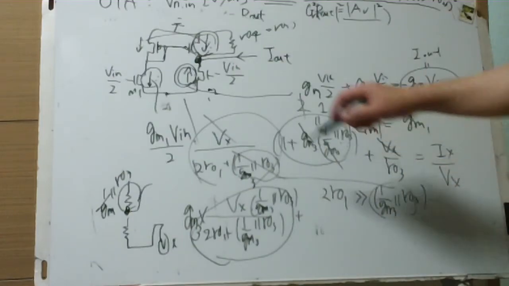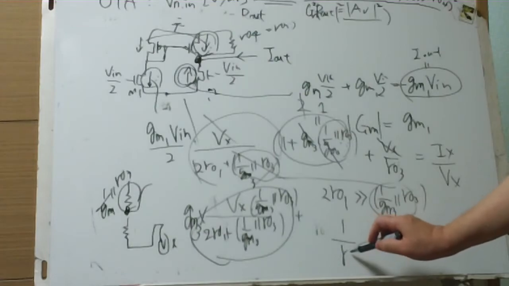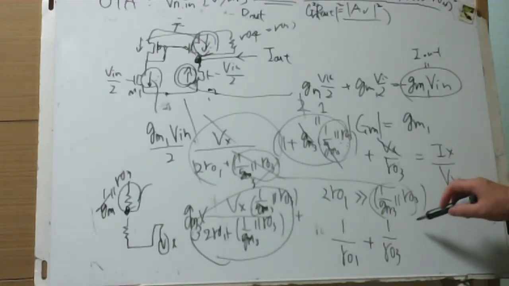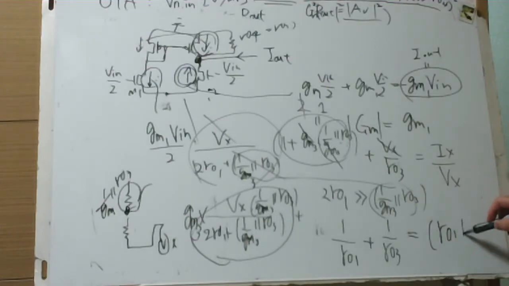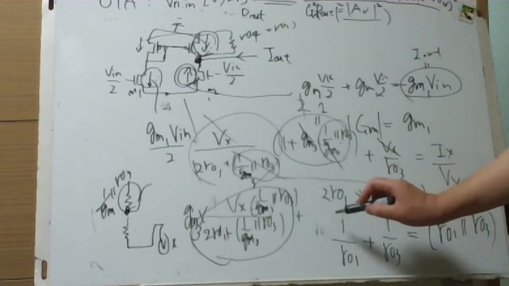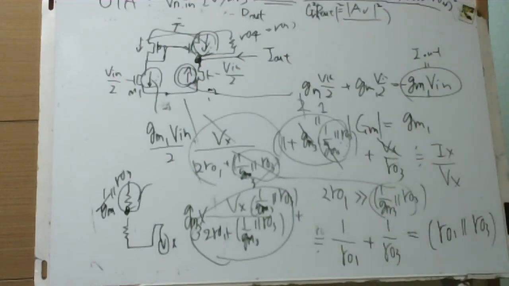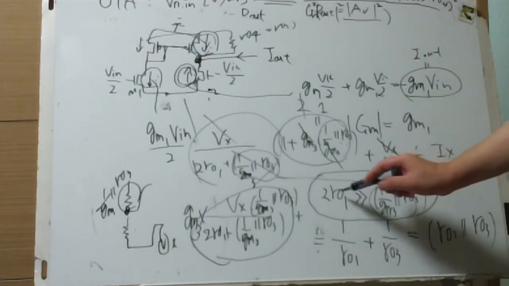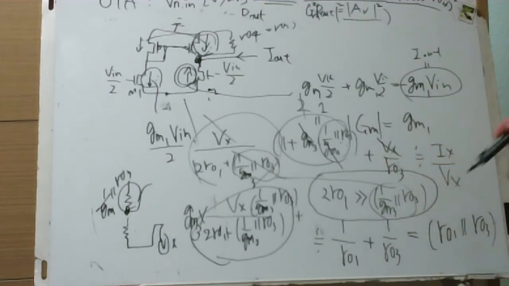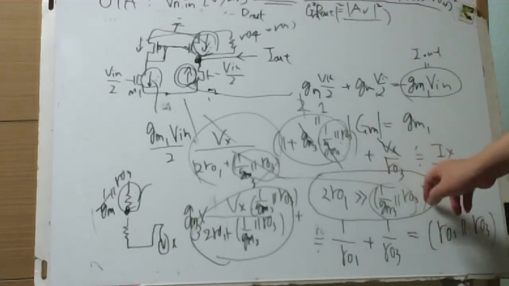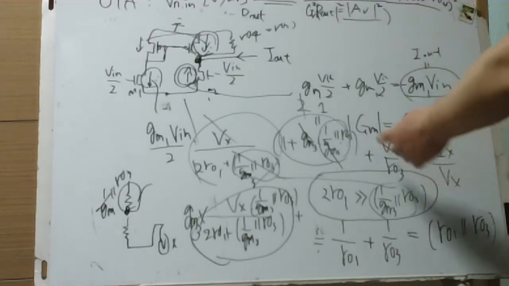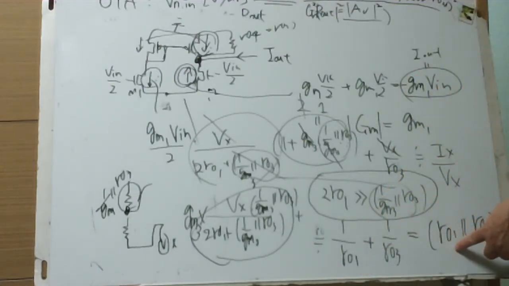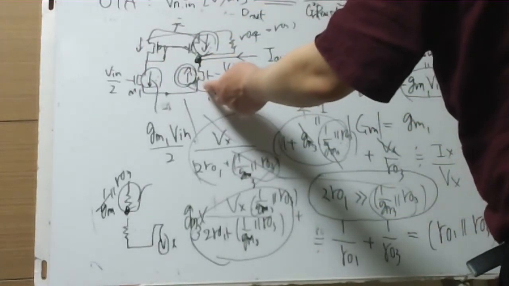the left side remains, left side is this plus this. What is this? This is R1 in parallel with R3. This is approximation. Equals 2R1, several kilo ohms, much greater than 1 over GM3 in parallel R3, which is approximately 1 over GM3, and so many things cancelled out, and the Ix over Vx equals approximately R1 in parallel R3, or R2 in parallel R4.